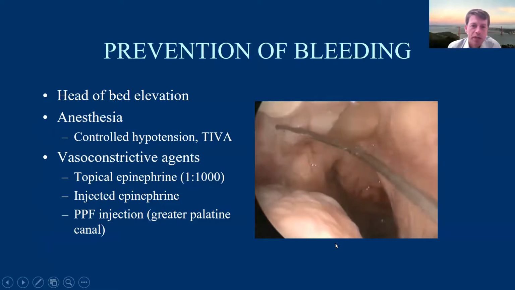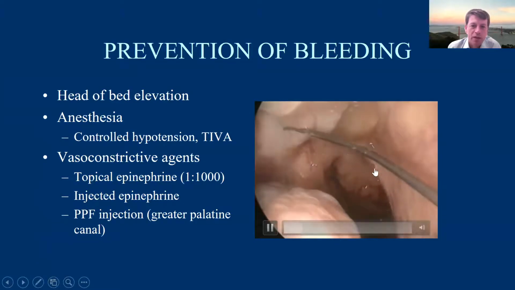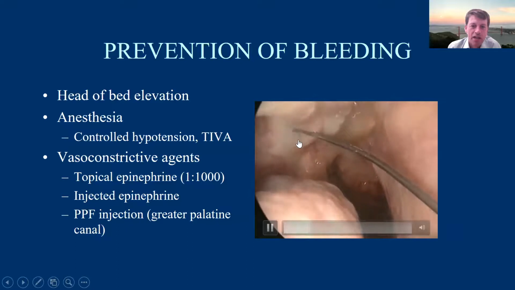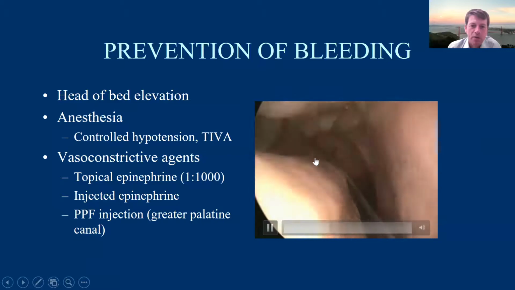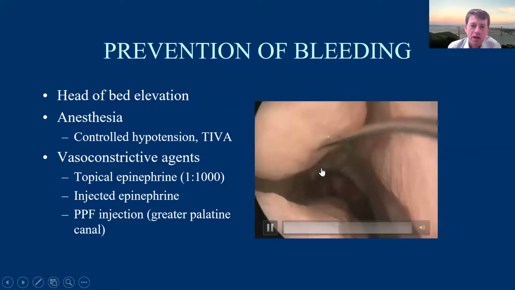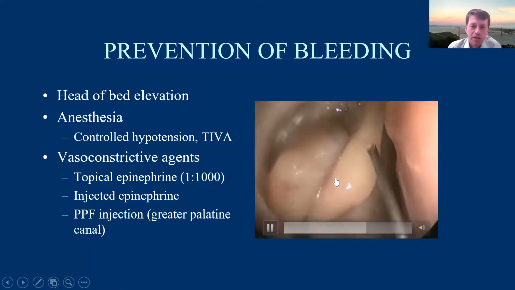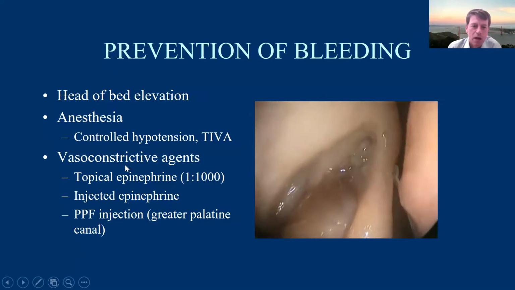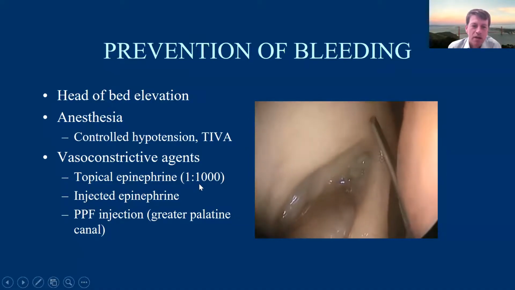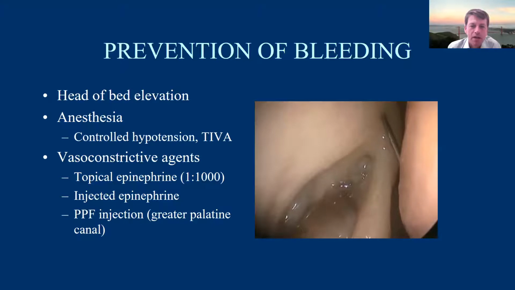In terms of prevention of bleeding, this shows use of a bent spinal needle to inject near the area of the sphenopalatine foramen and where the sphenopalatine artery comes out. I do not do this routinely, but I do have some colleagues who inject both there and along the inferior aspect of the middle turbinate, and believe it helps significantly with bleeding control. Personally, I am more of a pledget user. I use topical epinephrine pledgets, 1 to 1,000, for my primary method of hemostasis during surgery.